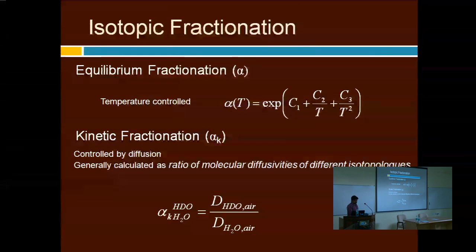And when I talk about kinetic fractionation, it is caused by the change in diffusion. When these molecules diffuse, the lighter ones will diffuse faster and the heavier ones will diffuse slower. That is called kinetic fractionation. The first one is just temperature control, and the second one depends upon what kind of flow, what kind of diffusion.